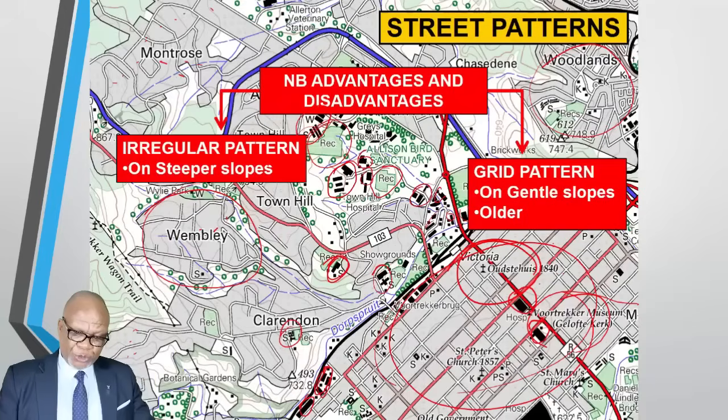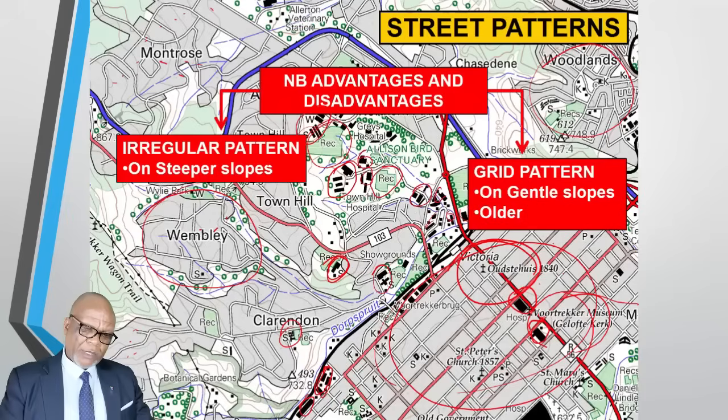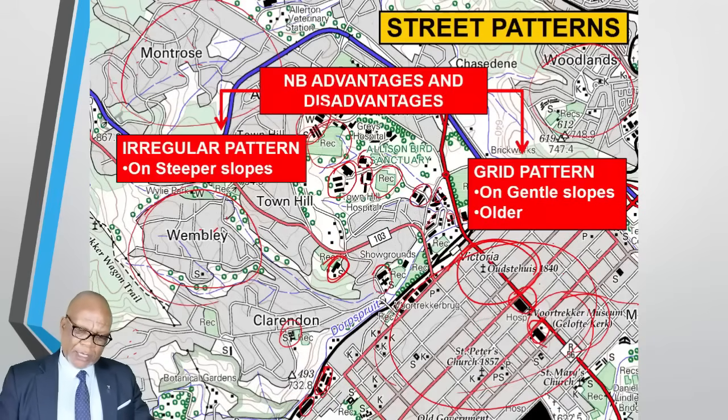This area over here is representing urban area. Which part represents urban area? All the gray parts here represent urban area. And the area where you have the grid pattern represents the older part of the urban area, and the one with the irregular pattern represents the newer part of the urban area.